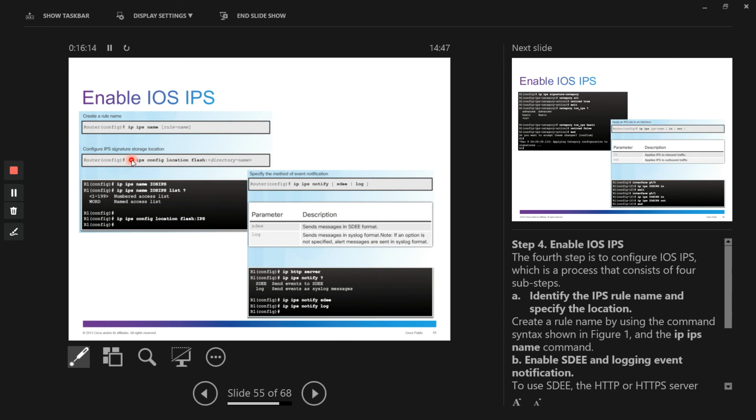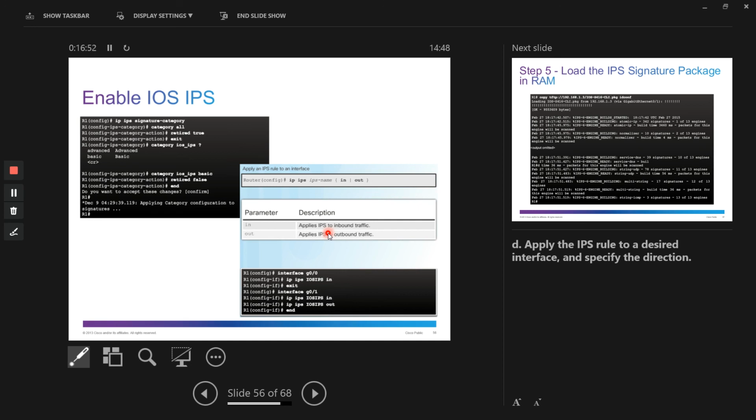Once you have the key, you now have to enable iOS IPS. To enable it, we have the command ip ips name, and you have to specify the name of the rule. Then configure the IPS signature storage location, where you want to store it. Then specify the method of event notification, whether you want to use log or SDEE. SDEE sends messages in SDEE format, while log sends messages in syslog format.